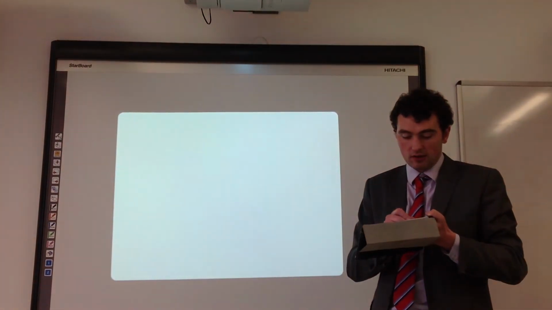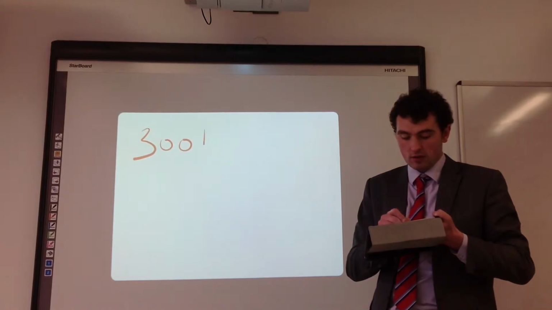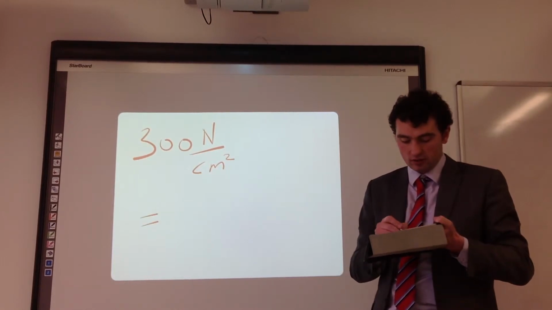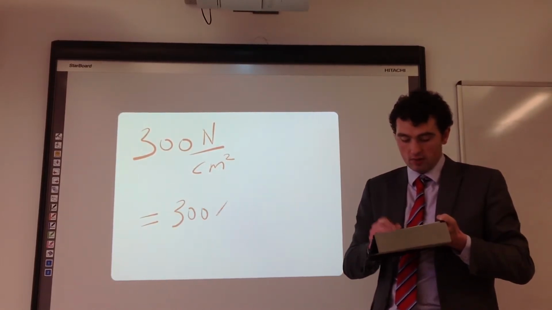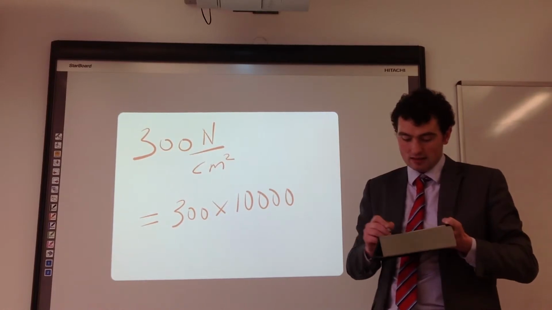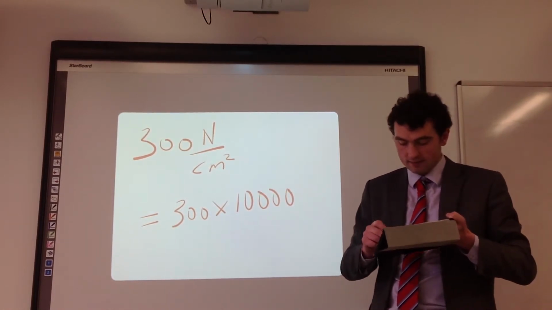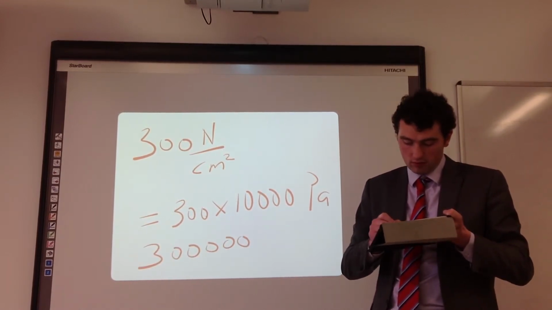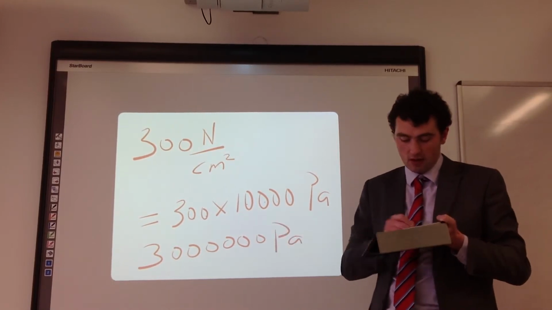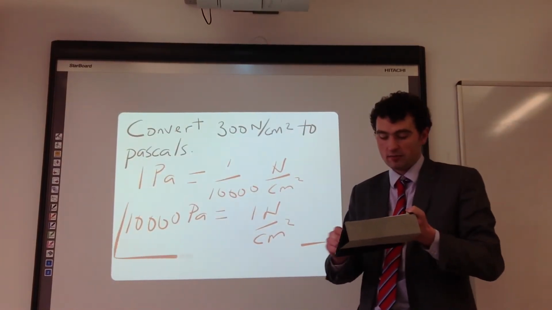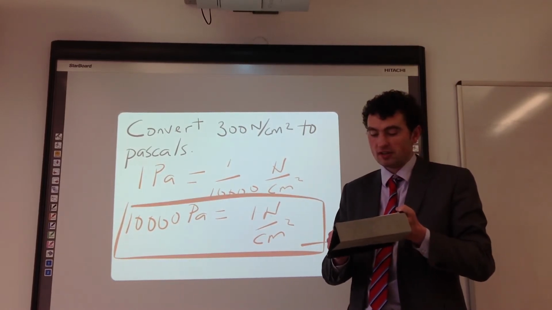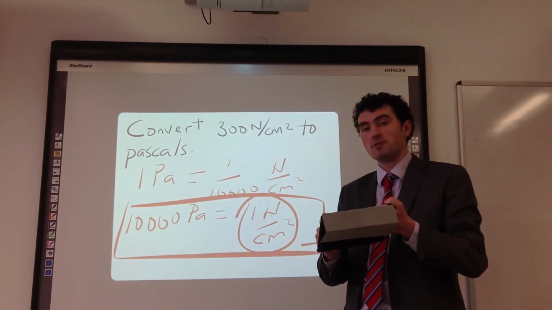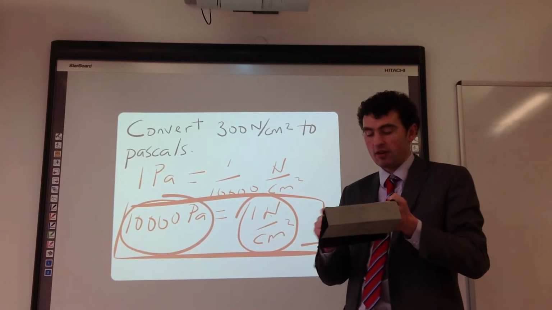So what is the pressure going to be? Well, 300 newtons per centimetre squared is just equal to 300 multiplied by 10,000 pascals. So it's going to be 3,000,000 pascals. And how I arrived at that answer is I used this relationship here. I knew what 1 newton per centimetre squared was, so I multiplied this side by 300, that's 300 newtons per centimetre squared, therefore I had to multiply this side by 300, and that's how I arrived at my answer.